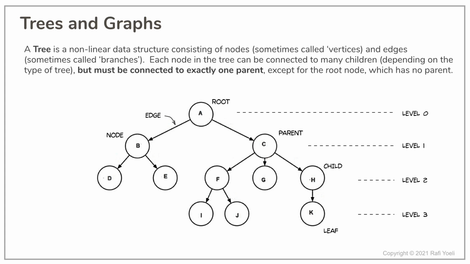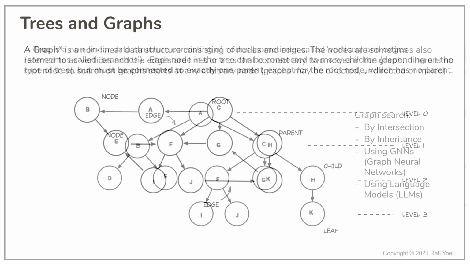But let's start by mentioning the most basic structure, which is a tree. A tree is a hierarchical structure with a root node at the top, branching out to child nodes below. Each node, except the root, has exactly one parent, creating a clear, top-down organization of data.